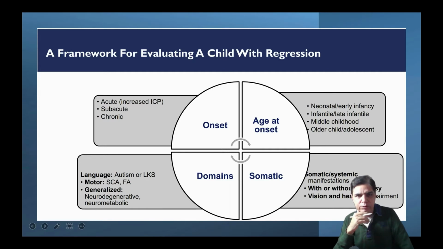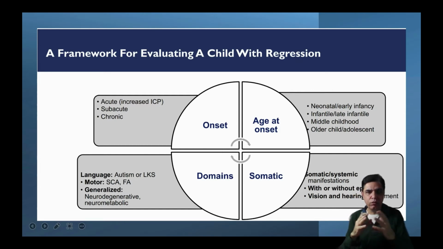Talking about a framework for evaluating a child with regression. So the overall framework in which this whole thing works, like how it should be evaluated, there are actually 4 domains. There is a domain of onset, there is the domain of age at onset, then there are further domains, whether it is gross motor, fine motor, social, vision and hearing.